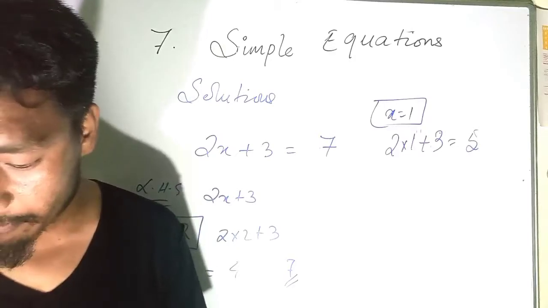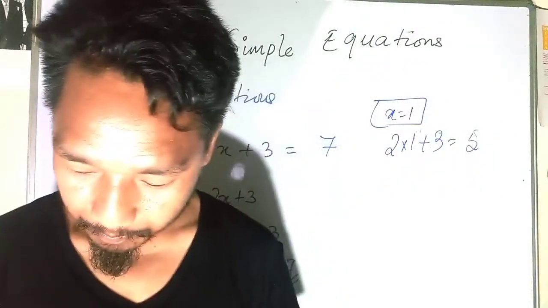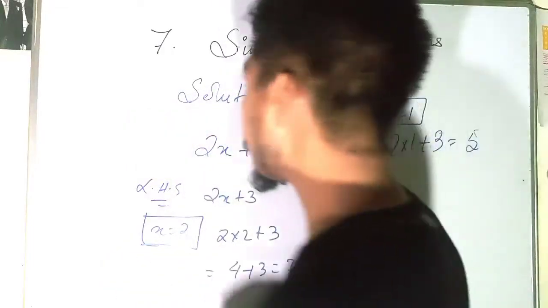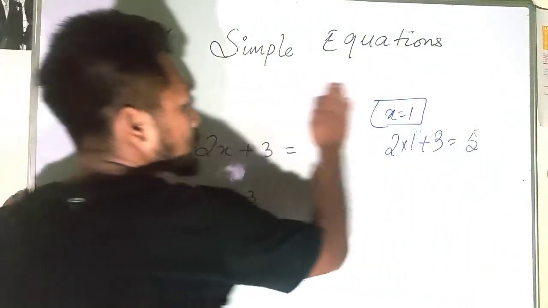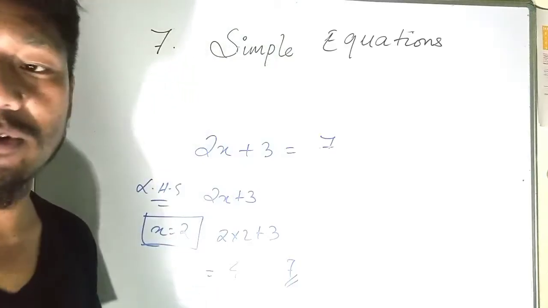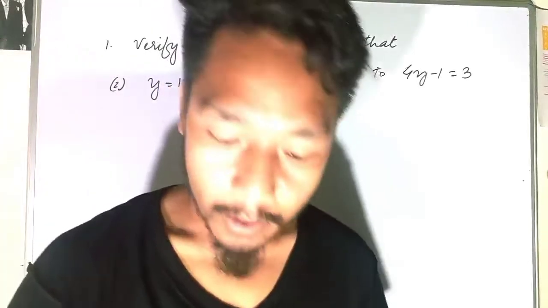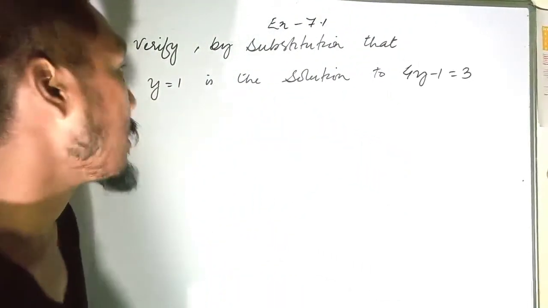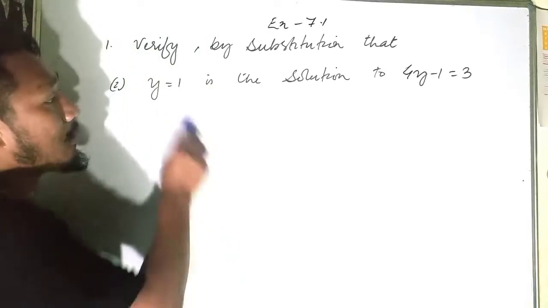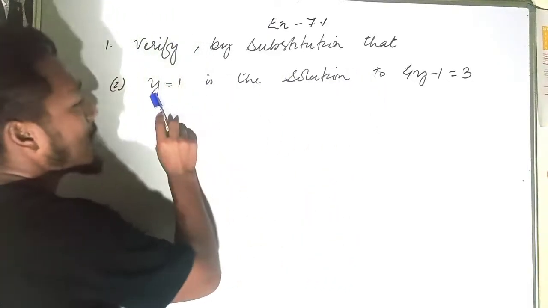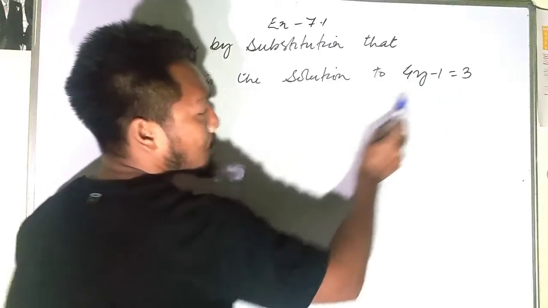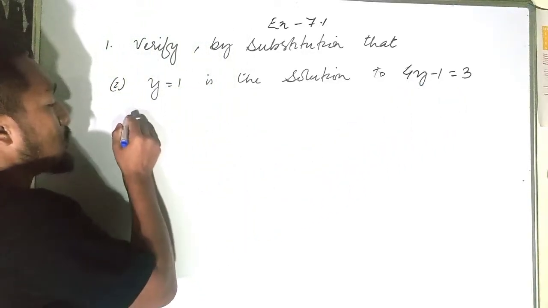Let's try to solve the problems from the chapter. So exercise 7.1, the first question. So this is our question: verify by substitution whether y is equal to 1 is the solution of this equation or not. So we will try to solve this equation.